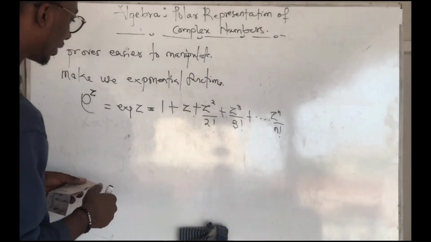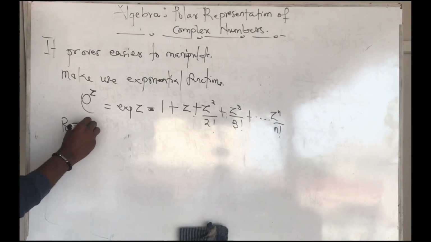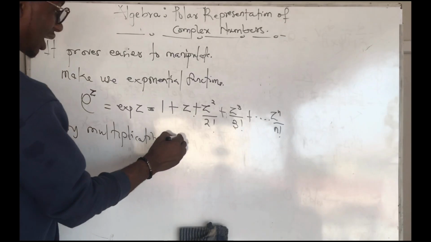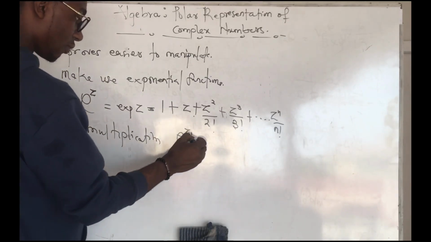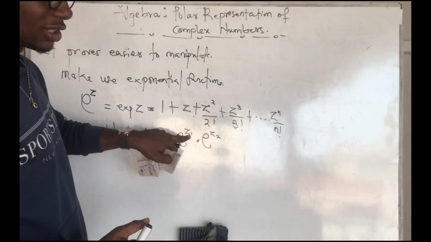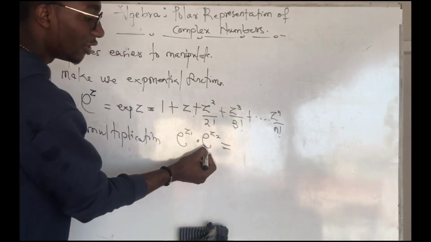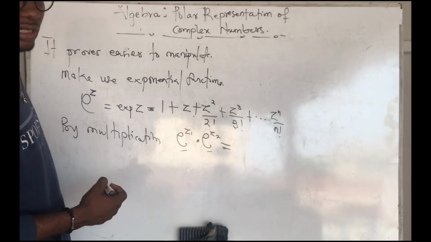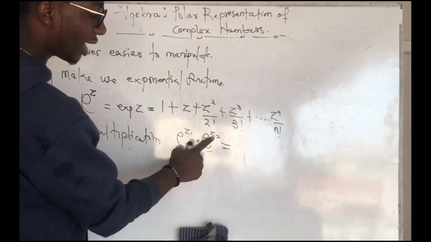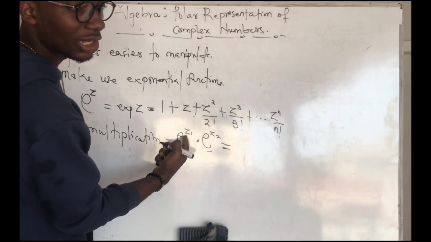Now, by multiplication, what happens is that if we have two of these, let's say e to the z1 multiplying e to the z2, so you have the exponent of complex number 1 multiplying the exponent of complex number 2, then per the laws of indices, when the bases are the same and it's multiplication, we add the exponents. But when the bases are the same and it's division, then we subtract the exponents.